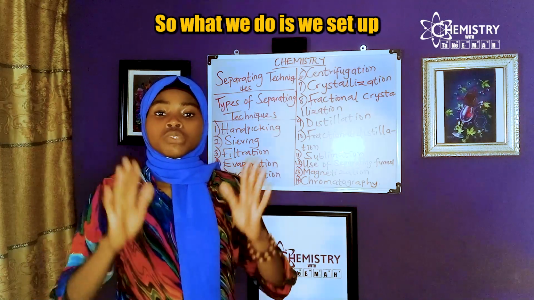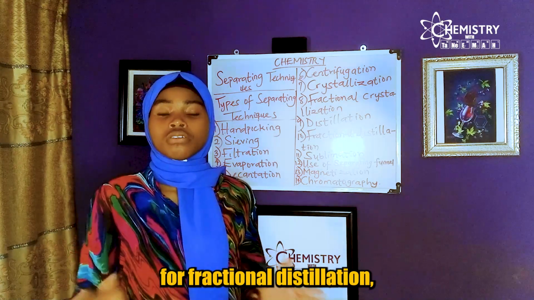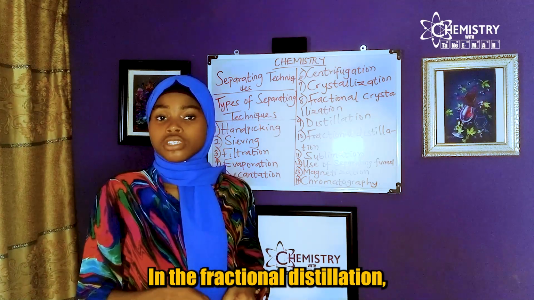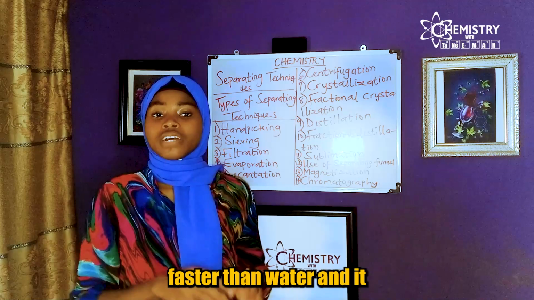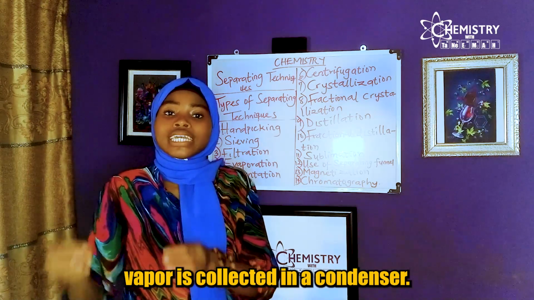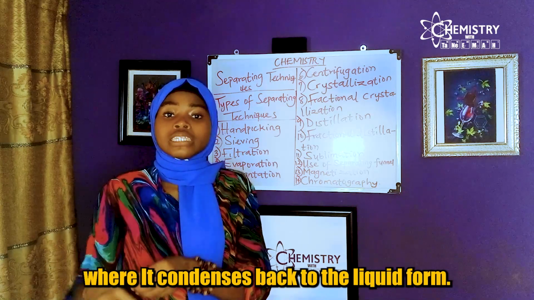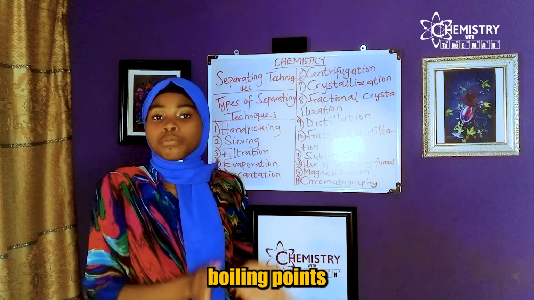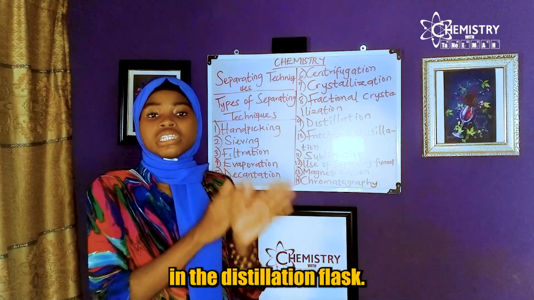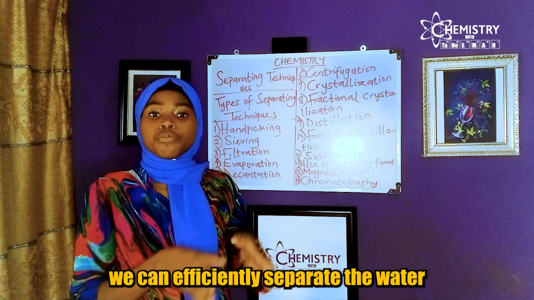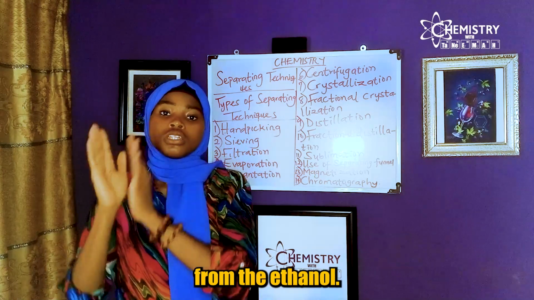So what we do is we set up the necessary apparatus for fractional distillation, and the mixture is heated. The ethanol evaporates faster than water, and its vapor is collected in a condenser where it condenses back to the liquid form. Then the water, which has the higher boiling point in that mixture, remains in the distillation flask. So this way we can efficiently separate the water from the ethanol.